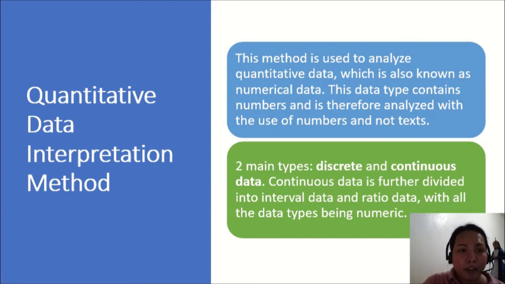Our second methodology would be the quantitative data interpretation method. So this method is used to analyze quantitative data, which is also known as numerical data. This data type contains numbers and is therefore analyzed with the use of numbers and not texts. Quantitative data are of two main types, namely discrete and continuous data. Continuous data is further divided into interval data and ratio data, with all the data types being numeric.